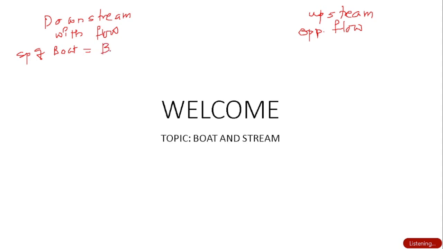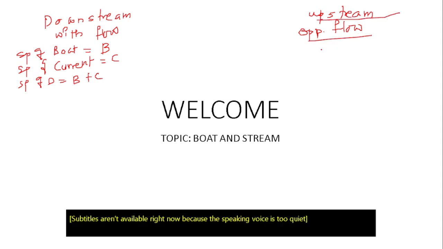So we are assuming the speed of the boat is B, and the speed of current, it can be the speed of stream or velocity, that is C. So while taking the speed of downstream, that is B plus C. In case of upstream, we are going opposite to the flow. So suppose the speed of boat is B and the speed of current is C. So the speed of upstream becomes B minus C.